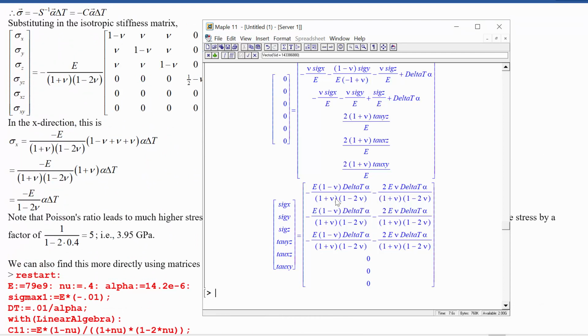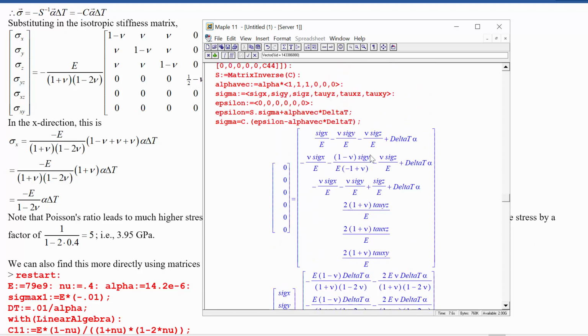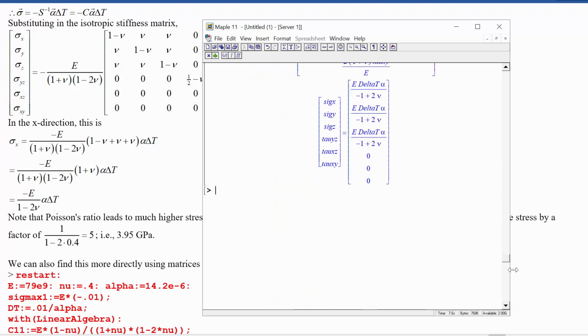You can see it in there. Maple just hasn't simplified that. We got a 1 minus nu, and we got a 2 nu over here. If you were to add those together, it would cancel out with what's in the denominator. So we'll throw in a simplify and see if it can't clean that up a bit. Yeah, okay. So a lot easier to read what's going on here. E delta t alpha over negative 1 plus 2 nu, or equivalently a negative E on the top, 1 minus 2 nu, reproducing what we had analytically.